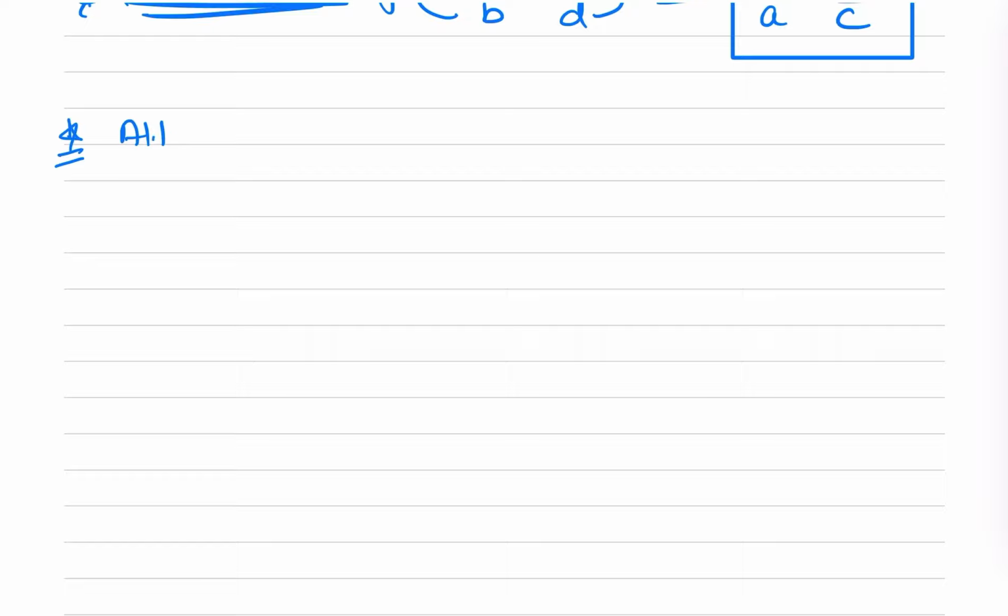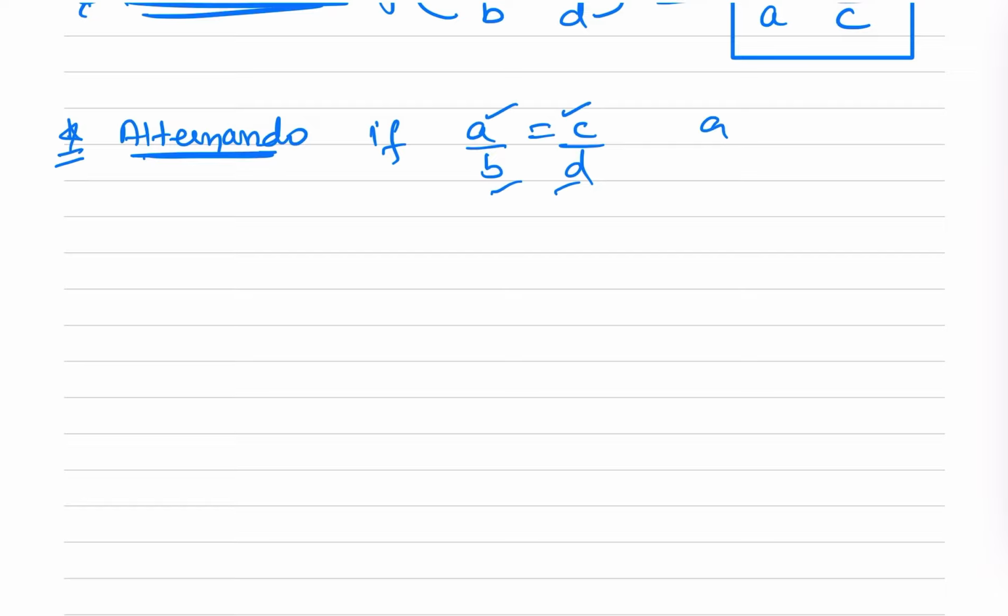Then we have alternando. By the word alternando, can you find out what it means? It means if a by b is equal to c by d, and you alter them, that is, you swap these positions, then a by c is equal to b by d. This is called alternando.